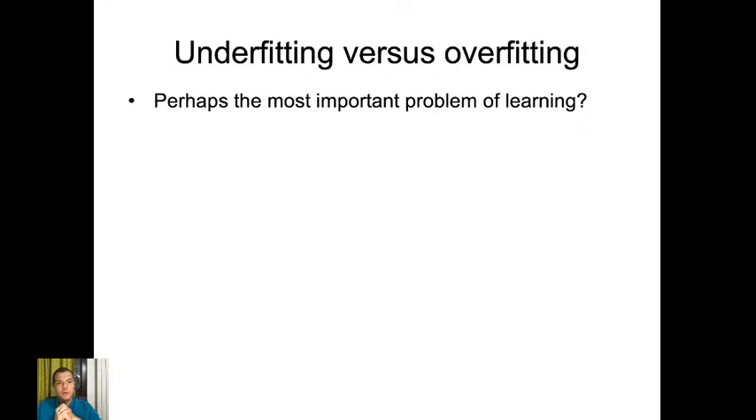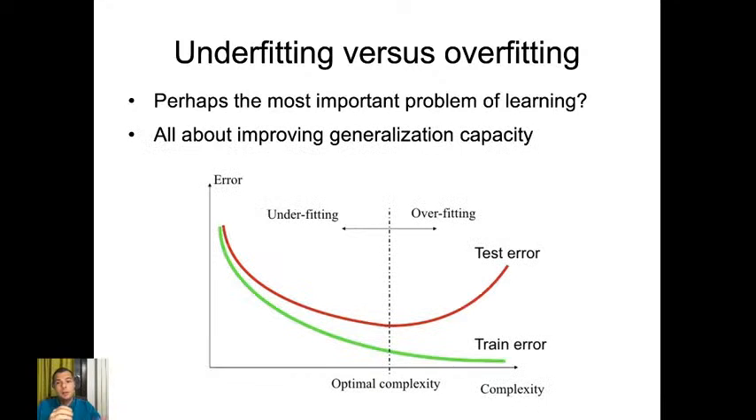Okay, so this is also related to underfitting versus overfitting, and perhaps this is why I'm saying it is one of the most important problems of learning. If you want to obtain the best performance on the test data, you will most often have to deal with this problem of underfitting and overfitting and find the optimal point. Actually, finding the optimal point is equivalent to improving the generalization capacity of your model.